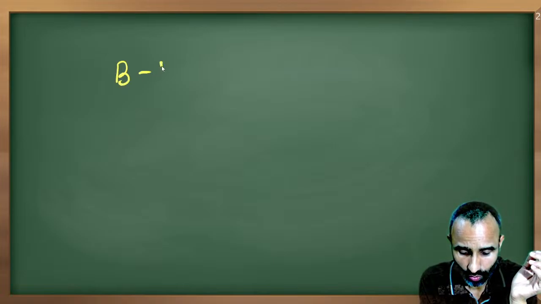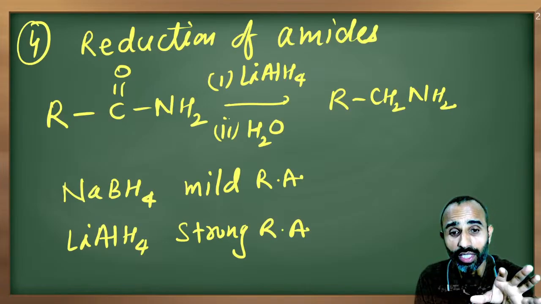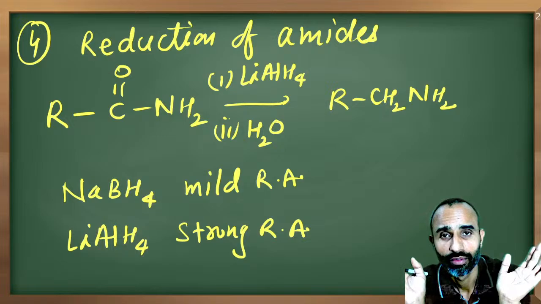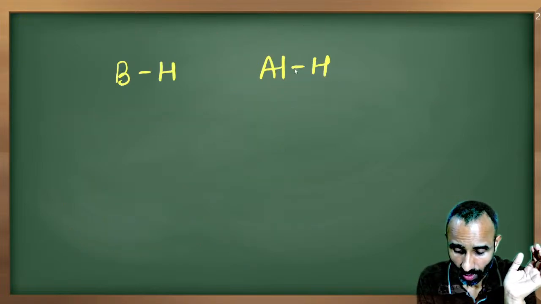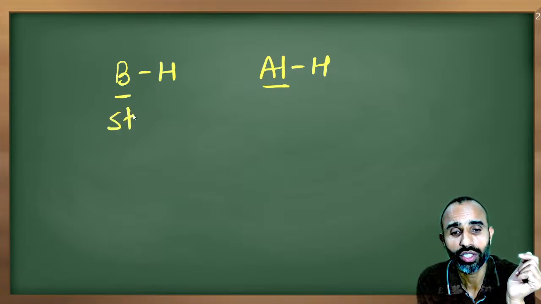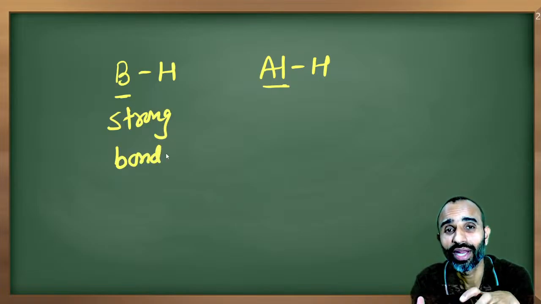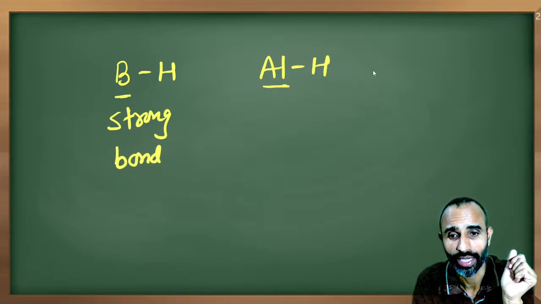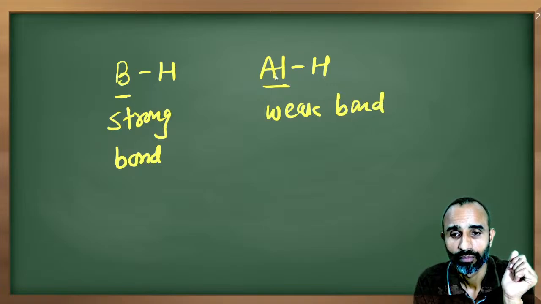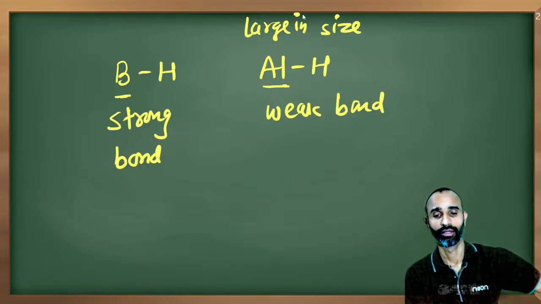Because you know, if we compare the BH bond and the AlH bond, they are reducing agents because they give H negative. Aluminium is larger in size than boron, so the BH bond is a strong bond. So we cannot get H negative ion as easily as in aluminum hydride, because that is a weak bond, because aluminum is large in size, so it can break easily, right?